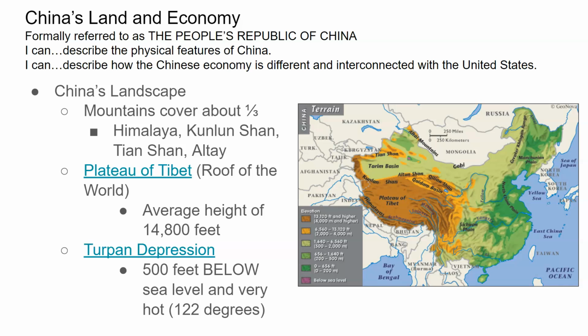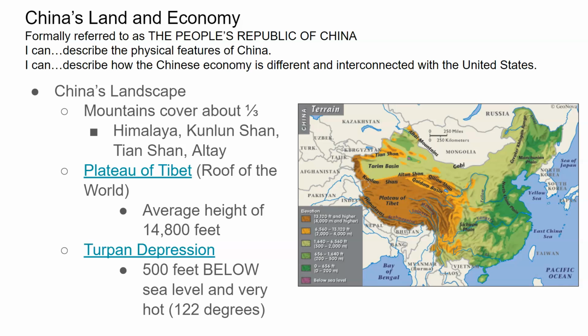When we look at China's landscape, you're going to see a wide variety of different physical landforms, and I'm going to start with mountains. Mountains make up about a third of the landscapes that we'll see throughout China. You've got the Himalayas, sometimes called the Himalaya, and I apologize if I mispronounce any of these, but you've also got the Kunlun Shan, Tian Shan, as well as the Altai, and all of those mountains are going to bring some resources to China, and we'll talk a little bit more about that when we get to the economy.